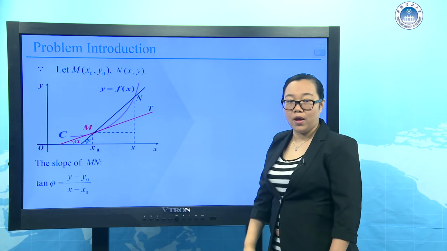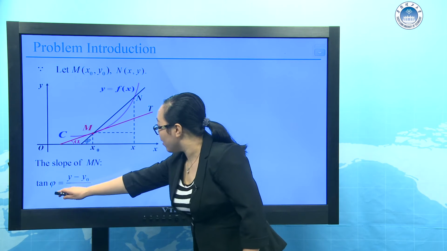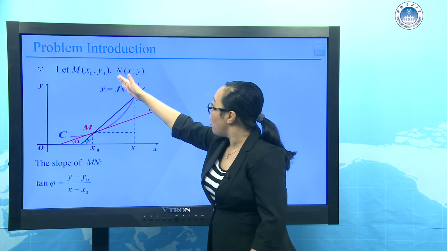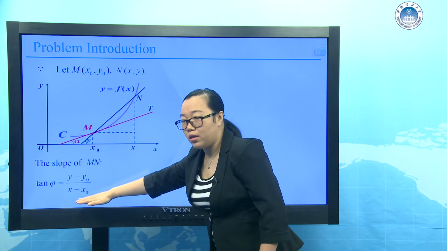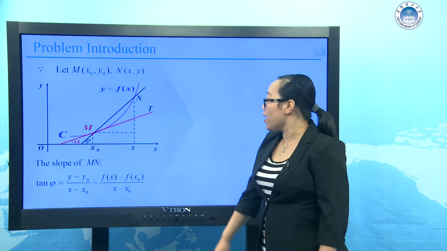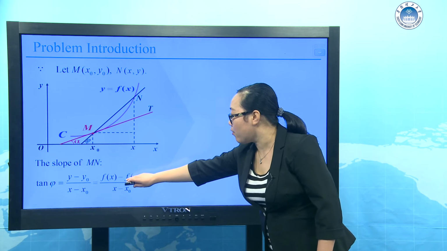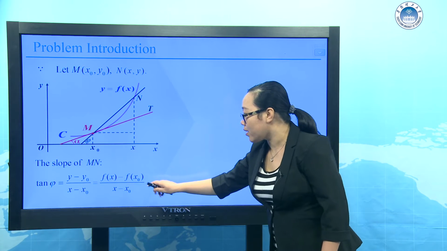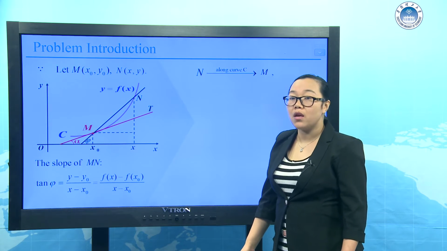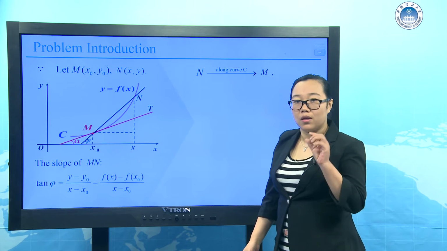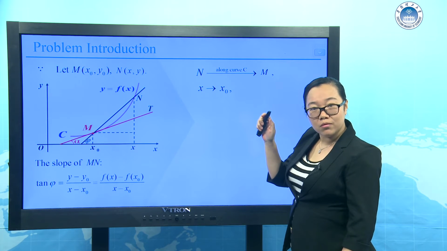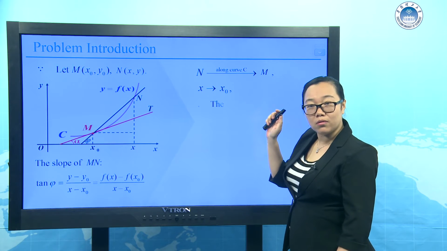According to the knowledge of high school, we know tangent phi, corresponding to the angle, equals y minus y0 over x minus x0. So this expression tangent phi equals f(x) minus f(x0) over x minus x0, since y is f(x) and y0 is the value f(x0). If N tends to M, pay attention to the limit position along the curve C, at this time x tends to x0.